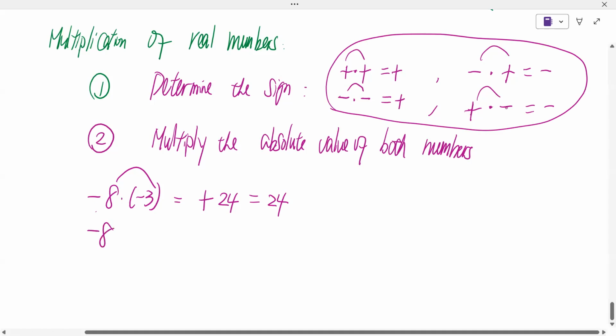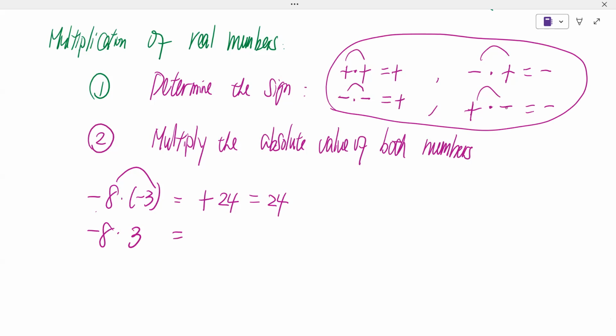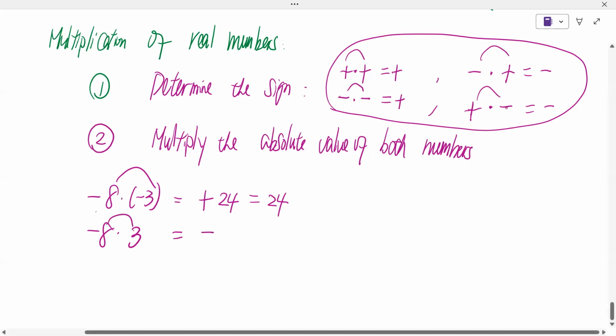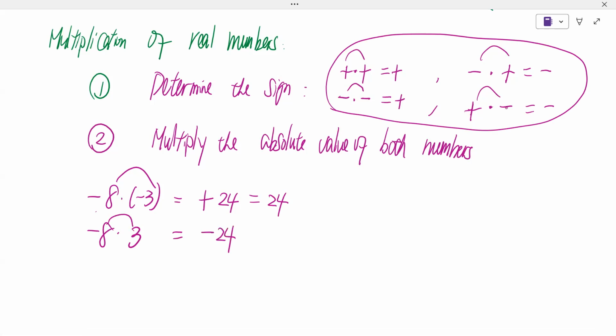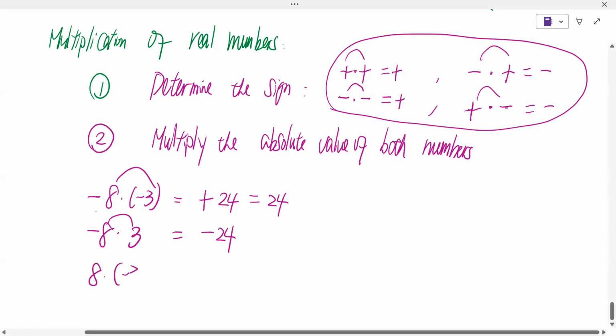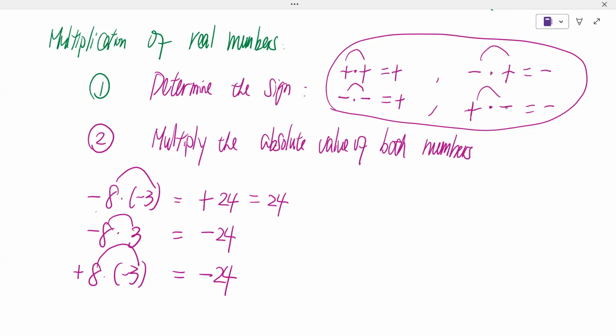Let's say we get negative 8 times 3. Minus times plus is minus, 8 times 3 is 24. And 8 times negative 3, again plus times minus is minus, 8 times 3, 24. Any question about this?